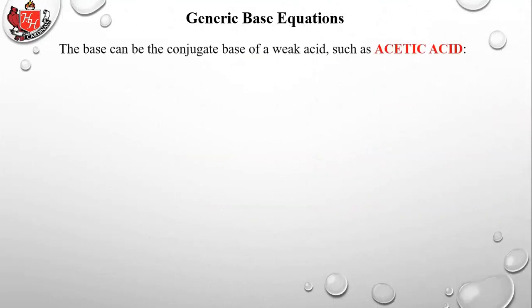So the base can be the conjugate base of a weak acid, such as acetic acid. So there you see it. You have the acetate ion, that's CH3COO-. We saw that quite a bit in the last lesson. Plus water. And what that acetate ion will do, it's a weak base. It will occasionally pull a proton away from the water molecule.